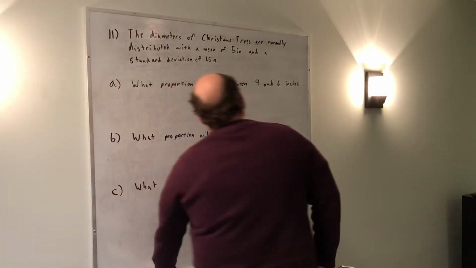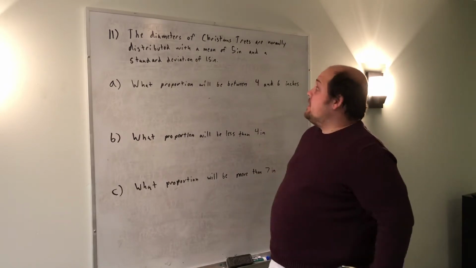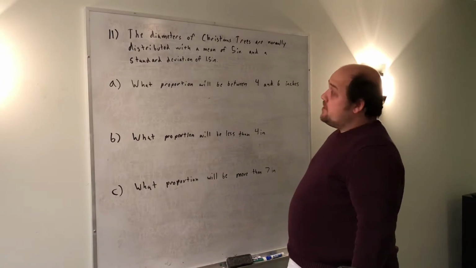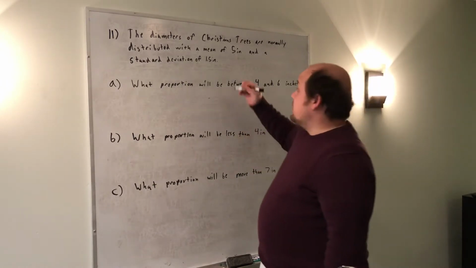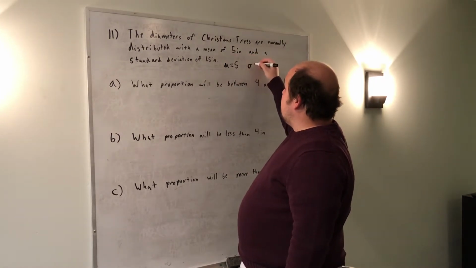Question 11 has 3 parts to it. They're all involving the same word problem prompt that tells me the diameters of Christmas trees are normally distributed with a mean of 5 inches and a standard deviation of 1.5 inches. So for all parts A, B, and C, we'll be using the mean of 5 and the standard deviation of 1.5.